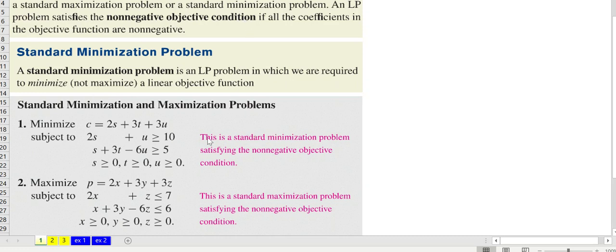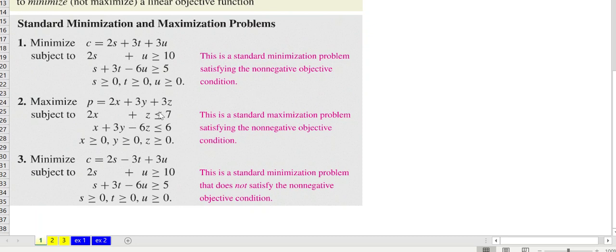But what else makes it a standard minimization problem is the fact that all of these inequality signs are greater than or equal to. Remember, with the standard maximization problem, they all were less than or equal to. Now they have to be greater than or equal to. So this is a standard minimization problem. All of the objective function terms are positive. We are being asked to minimize, and all of the inequalities are greater than or equal to.